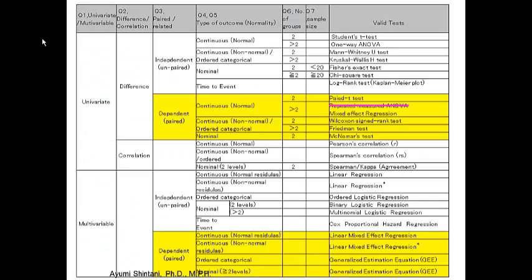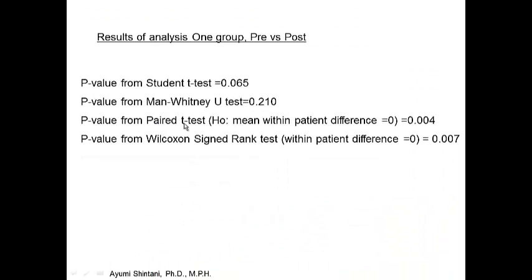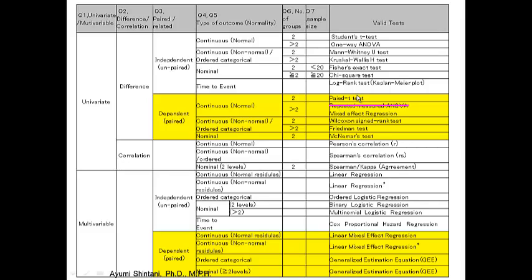This is a list, and I use a similar list in the basic statistics class. If you haven't seen this list, then please watch the video on how to select a proper statistical test. When we select a proper statistical test, the first question we ask is whether the analysis is univariable or multivariable. The second question: are you looking at difference or correlation? And the third question asks: is the data paired or unpaired? If you answer paired, the choices for statistics are totally different.